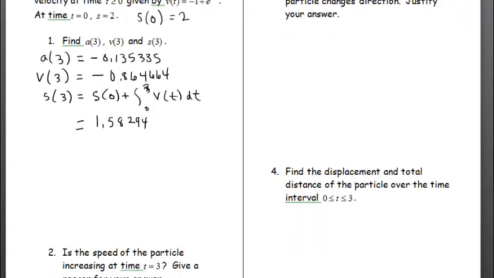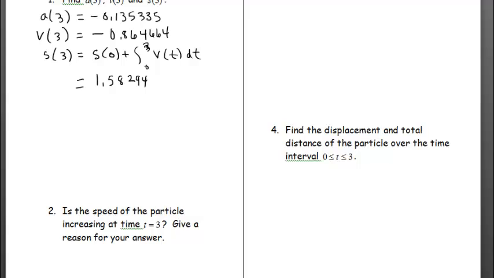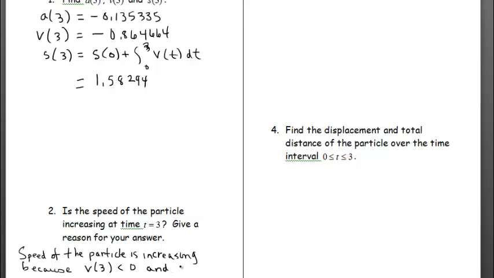Is the speed of the particle increasing at time equals 3? Give a reason for your answer. So it's all about acceleration and velocity and the signs. They're the same. So yes, the speed of the particle is increasing. Take their question and make it your answer. Because V of 3 is negative, and A of 3 is negative.